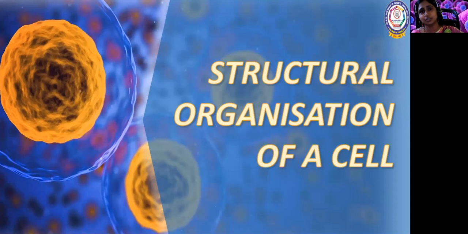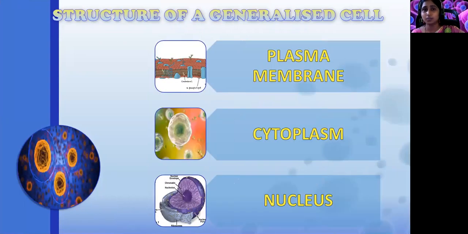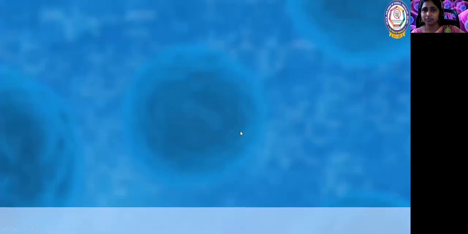Structural organization of the cell. I'll give you a clue. Just guess what it is. One has a jelly-like appearance. Then, one acts as a barrier which protects the inner content of the cell. Another one literally acts like a brain. By this time, you would have guessed what it is. We are going to see nucleus, cytoplasm, and plasma membrane. So, we'll move one after the other.